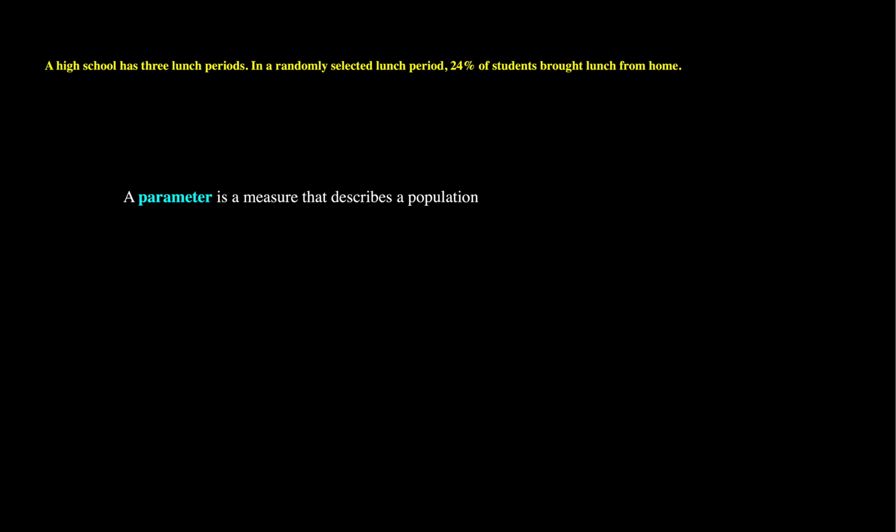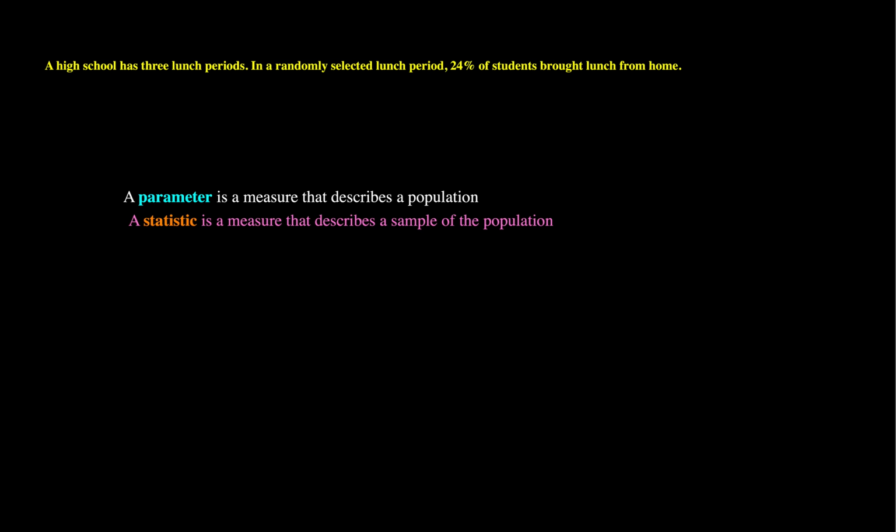But now let's look at the definition of a statistic. So a statistic is a measure that describes a sample of the population. Well, this could also be a sample of the population. In this situation, the population is made up of all students in the school. And this figure, 24%, described a sample of that population, the students who were in the selected lunch period. Therefore, since this is a measurable sample that describes the population, we can say that this is a statistic.